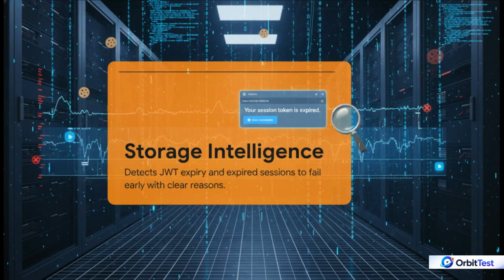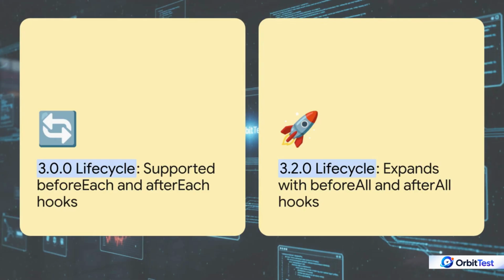And this is where storage intelligence really shines. The framework actively inspects the health of your session. It knows if a JSON web token is about to expire, or if an auth cookie is suddenly invalid, and it redacts secrets automatically. So instead of a test failing 5 steps in just because a user isn't logged in, it fails early. It preemptively tells you, hey, your session token is expired, giving you a clear reason before wasting any time.